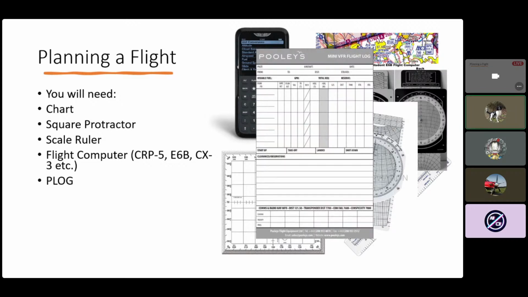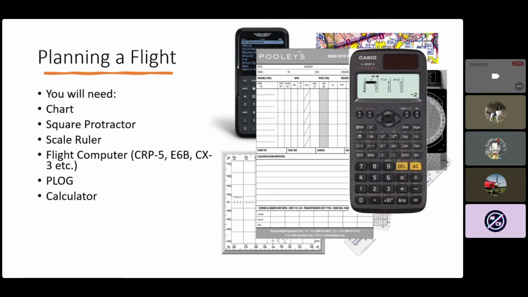You're going to need a plog so that you can write down your flight, turning points and all the other good stuff that goes with it. And you're going to need a calculator for a couple of other bits and bobs. Or, instead of all that, you can just use an online or an app VFR flight planning tool.